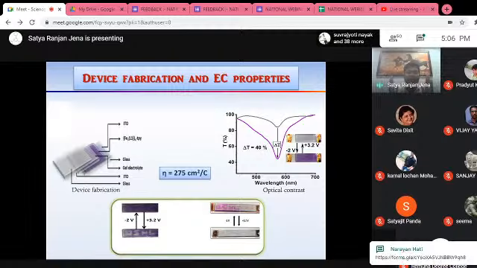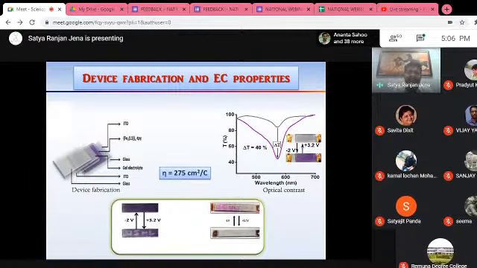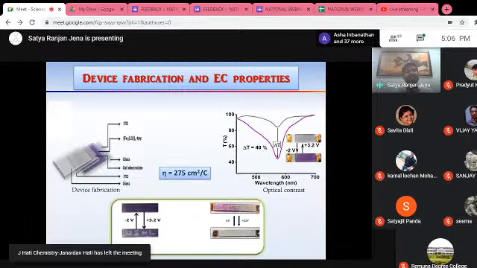Now if you do not use any mediator, then a short circuit will happen. That's why gel electrolyte is used to avoid that short circuit, and it will conduct the charge from one electrode to the other.